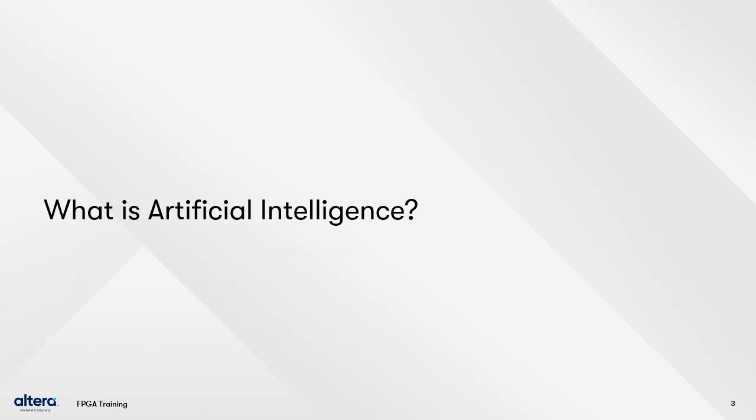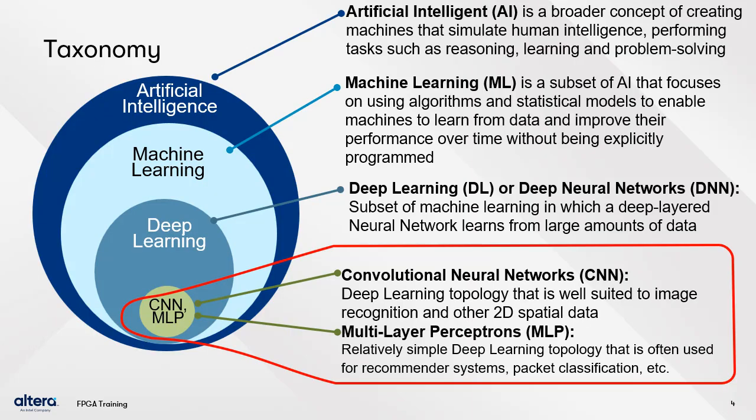In this section of the training, we will learn about artificial intelligence, machine learning, and deep learning. Artificial intelligence, or AI, is a broad field that has existed for decades and encompasses any technique that computers use to mimic human intelligence. AI has evolved over the decades to use newer and better algorithms, and nowadays, much of AI is driven by deep learning. Machine learning is a subset of AI that focuses on using algorithms and models to enable machines to learn from data and improve their performance over time without being explicitly programmed.